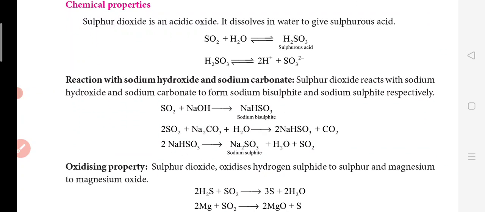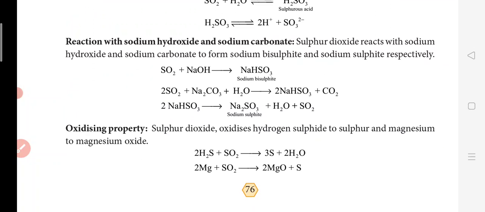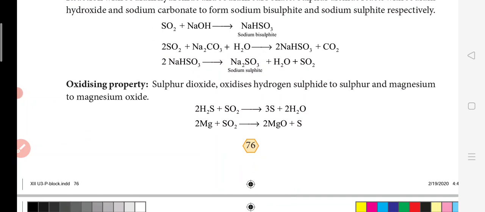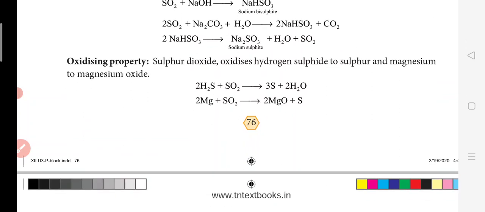Reaction with sodium hydroxide and sodium carbonate. It reacts with sodium hydroxide to give sodium bisulfite and sodium sulfite, and similarly with sodium carbonate. The equations are here. First, sulfur dioxide reacts with sodium hydroxide to give sodium bisulfite, and sodium carbonate reacts to give sodium bisulfite. That on further reaction will give sodium sulfite.